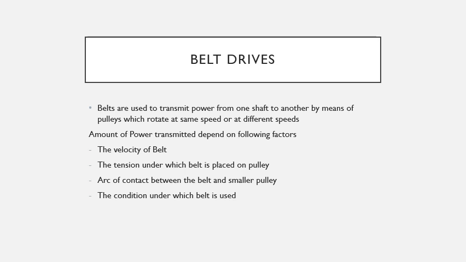So what is the purpose of belt? Belts are used to transmit power from one shaft to another by means of pulleys which rotate at same speed or at different speeds. The amount of power transmitted depends on following factors: the velocity of the belt, the tension under which the belt is placed on pulley, the arc of contact between the belt and the pulley, the condition under which the belt is used.